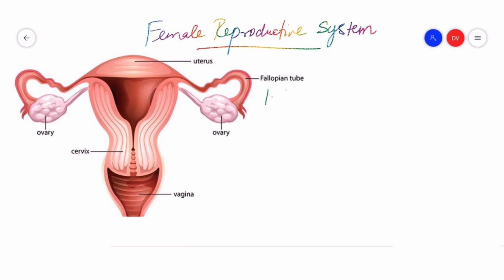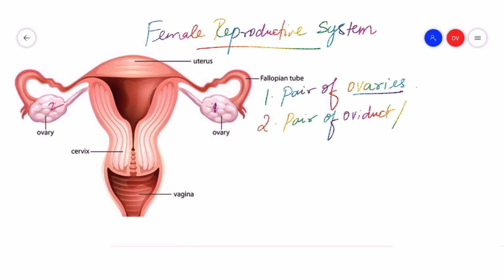It starts with a pair of ovaries, which is the primary sex organ. Ovaries, as you can see here, a pair of ovaries. And then you have the pair of oviduct. Can you see the two tubes which are connected from the ovaries? There are two other names for oviduct. You can also call it fallopian tubes, or uterine tubes as well. So these are the different names of the oviduct.